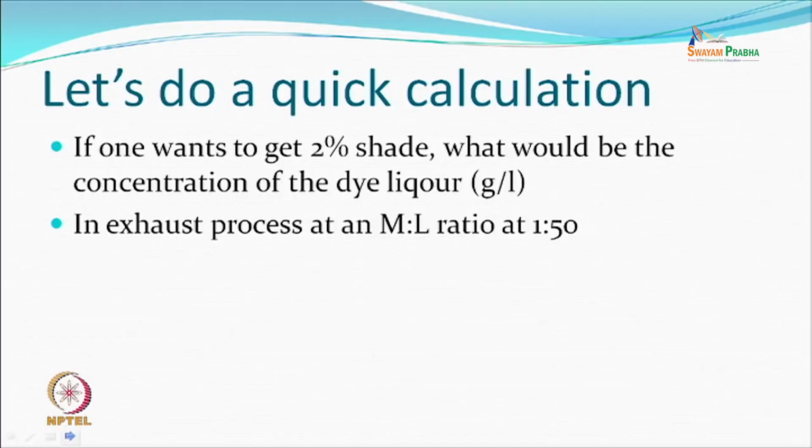Everybody understands? An exhaust process is where you take the fiber and the liquor and keep working on it till you believe the dye has gone from solution to the fiber. The bath has exhausted, and then you stop the dyeing and get out of it. So what will be the concentration of the dye liquor in an exhaust process when you want a 2% shade at an ml ratio of 1:50? Can you calculate? You are looking at the concentration of a dye bath.